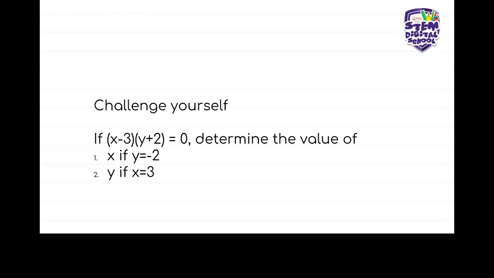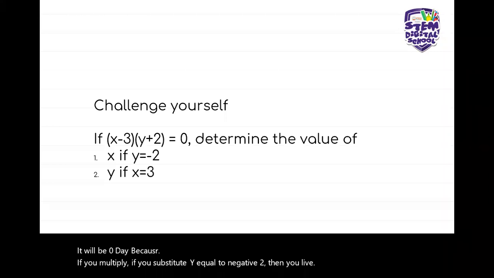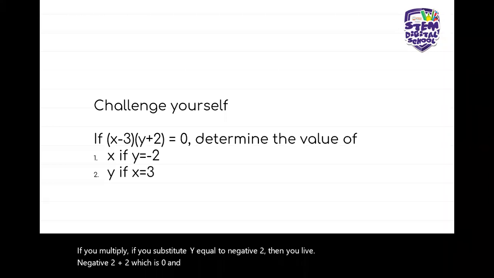If y is equal to -2, what will be the value of x? Right, one of the values of x will be 0 there, because if you substitute y equal to -2, then you'll have -2 plus 2, which is 0. And then if you multiply 0 by the whole expression there, it will give you 0.